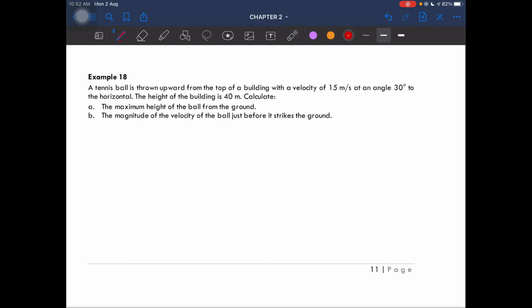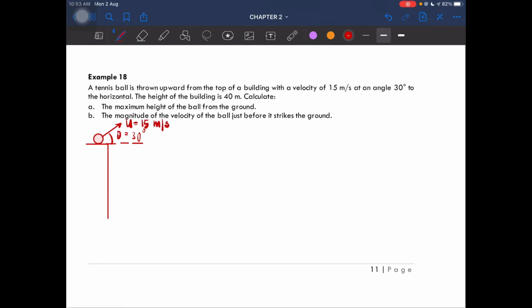Okay, so there's a building. This is the building, and then the ball is thrown upward from the top of the building at an angle of 30 degrees. So theta is equal to 30 degrees. This one is u, which is 15 meters per second.